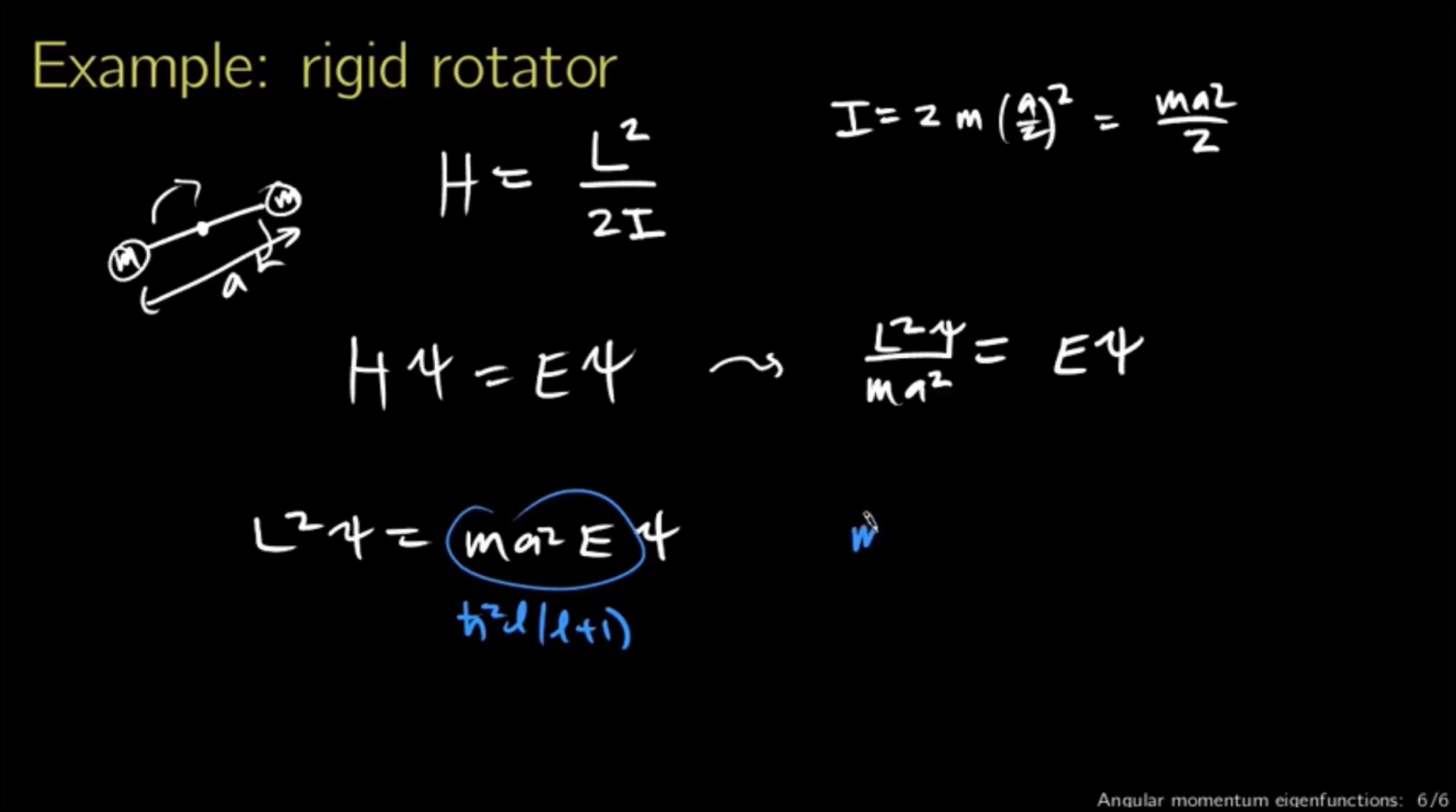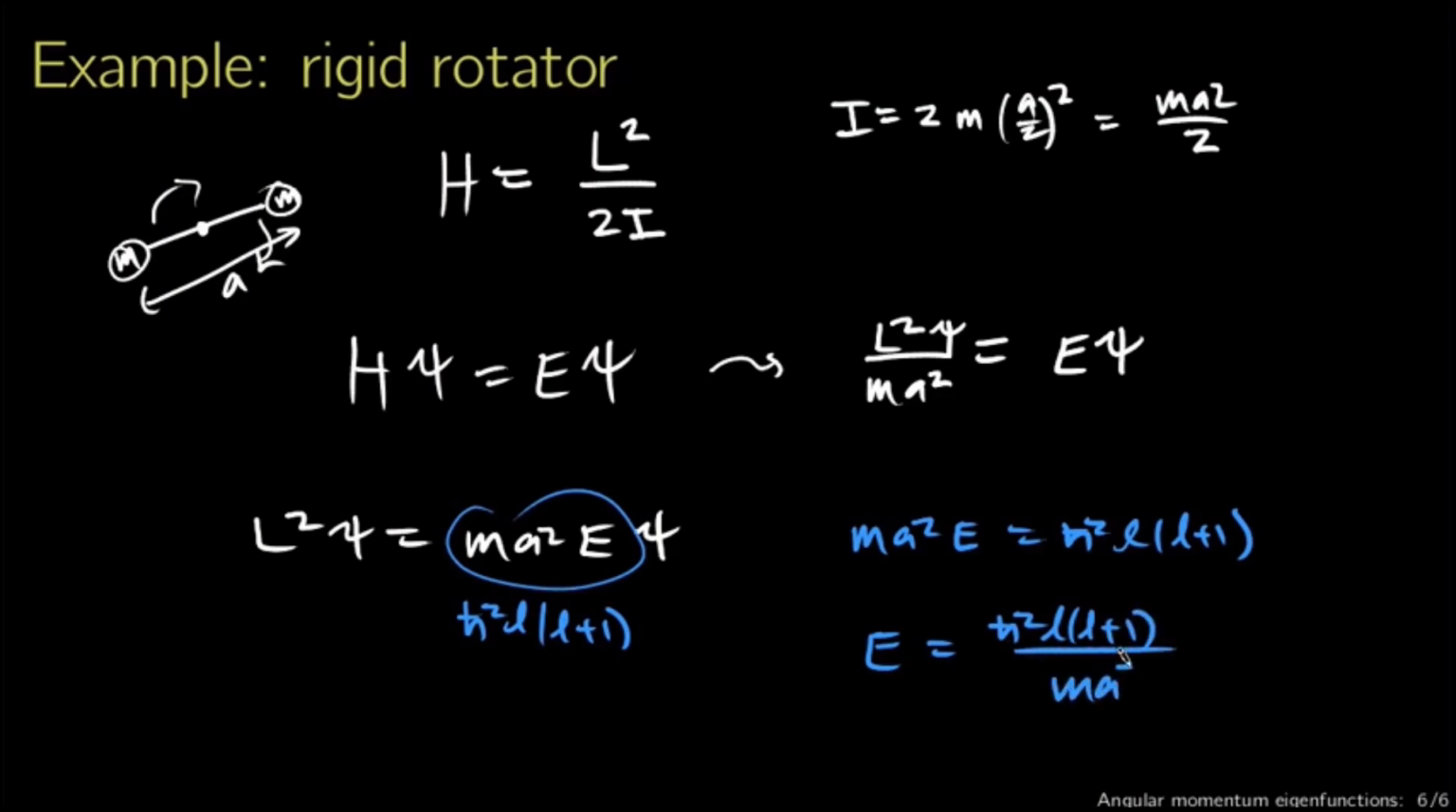So what that tells me is that m a squared E is equal to h bar squared l times l plus 1. And I can solve this for E easily. It tells me that E is equal to h bar squared l times l plus 1 divided by m a squared. These are the allowed energies, the energies of the stationary states, for the rigid rotator. You can just as easily go through the same sorts of arguments and write down normalized wave functions for the rigid rotator. But essentially this is a very common structure that you're going to encounter in quantum mechanics.